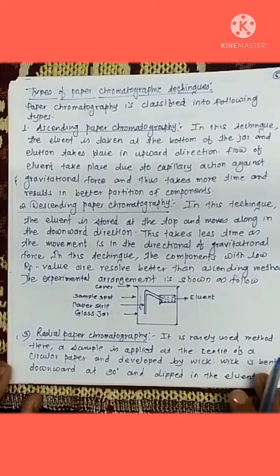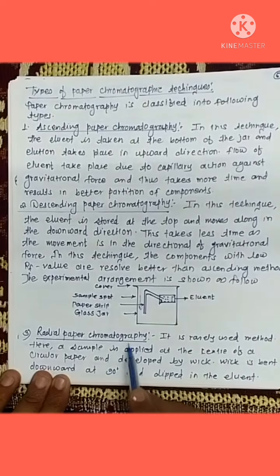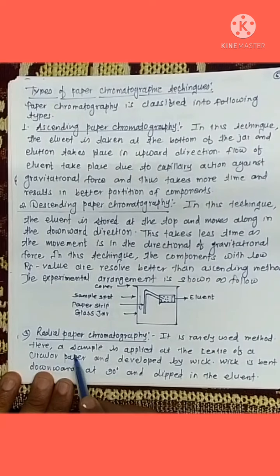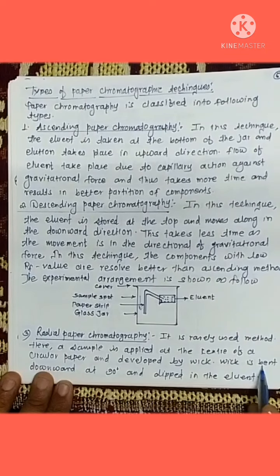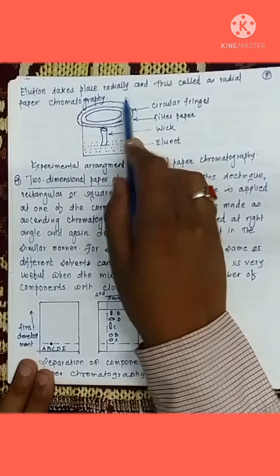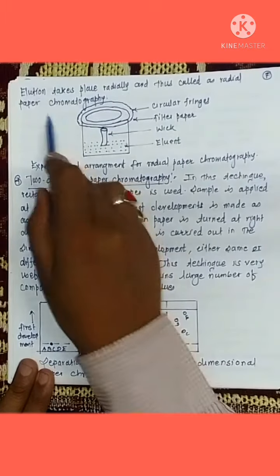So third technique is radial paper chromatography. It is generally a less used method. Rarely this method is used. Here a sample is applied at the center of the circular paper and developed by a wick. Now what is a wick? Wick is bent downward at 90 degrees and dipped in elutant. So elution takes place radially and thus it is known as radial chromatography.